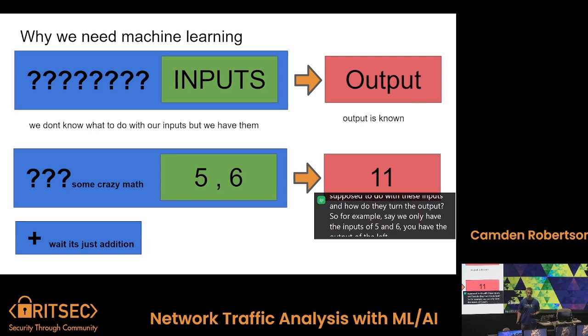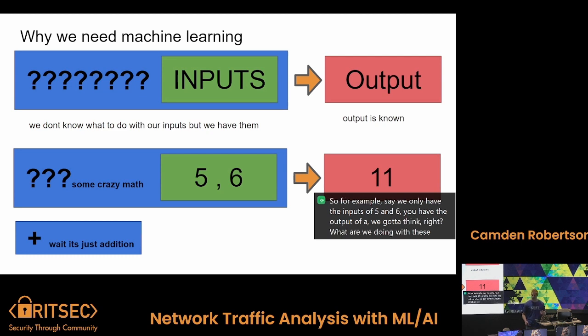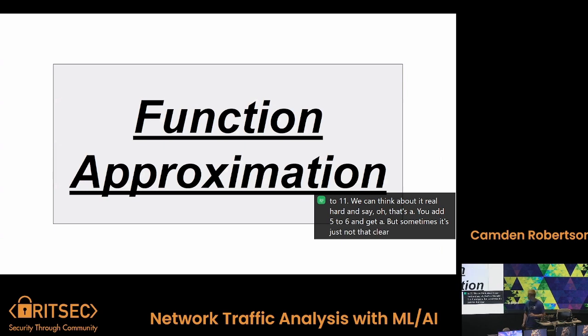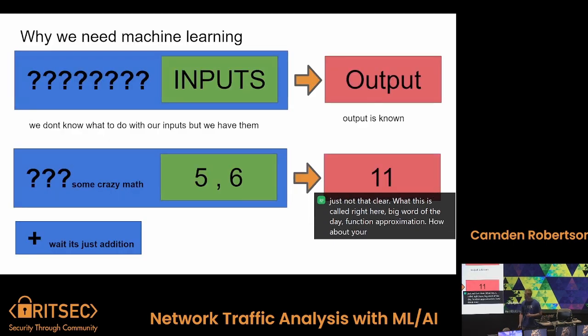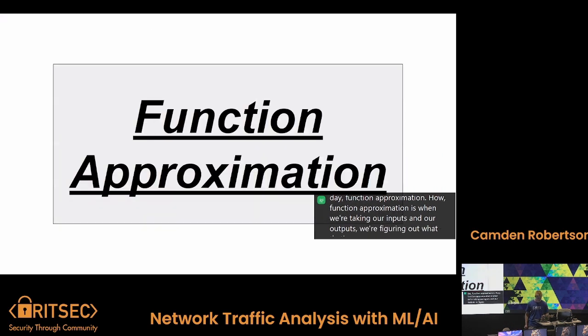We got to think, right? What are we doing with these inputs to get us to 11? And we can think about it real hard and we'll say, oh, well, that's addition, right? You add 5 and 6 and you get 11. But sometimes it's just not that clear. What this is called right here, big word of the day, function approximation. Function approximation is when we're taking our inputs and our outputs, and we're figuring out what that function really is.